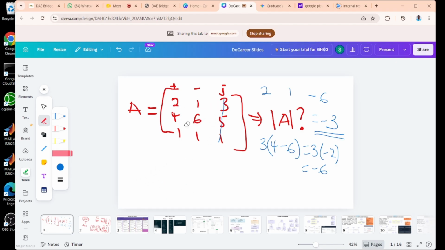Sorry, the determinant you had for this question, what was the answer? Negative 3.